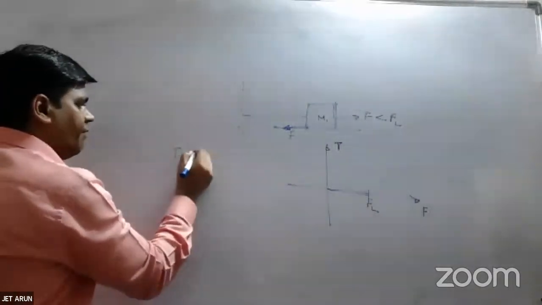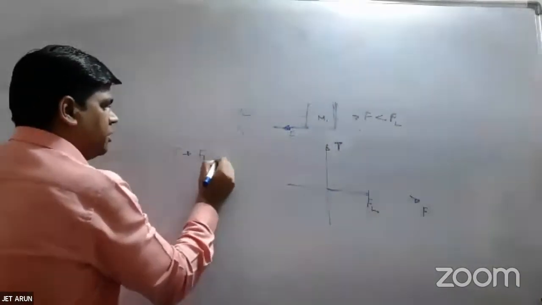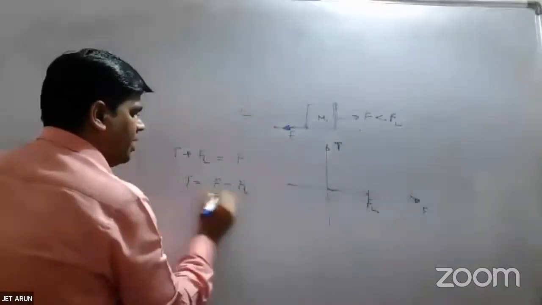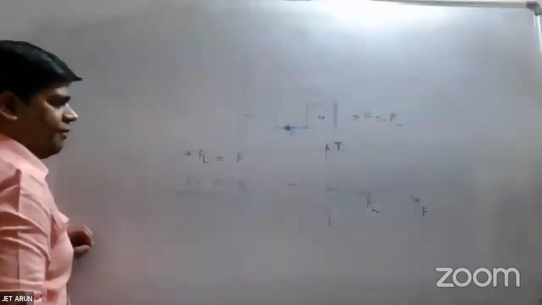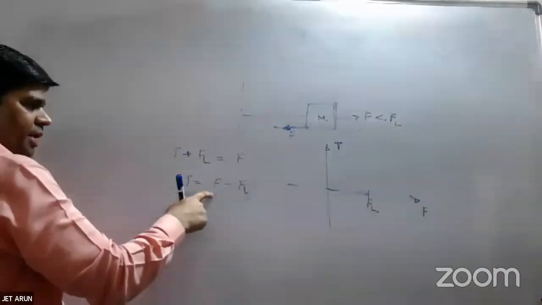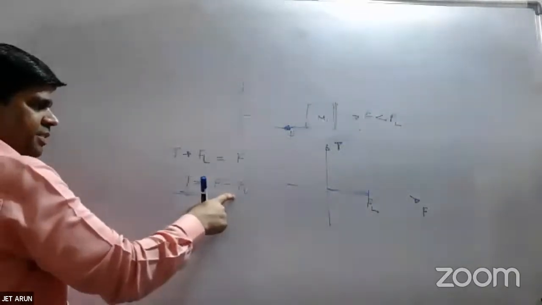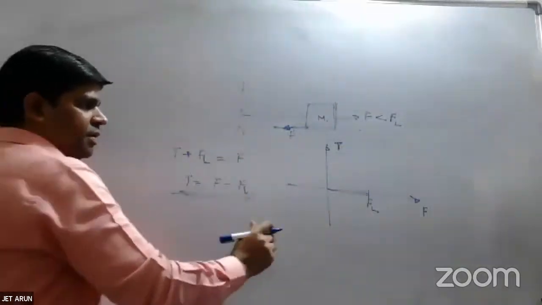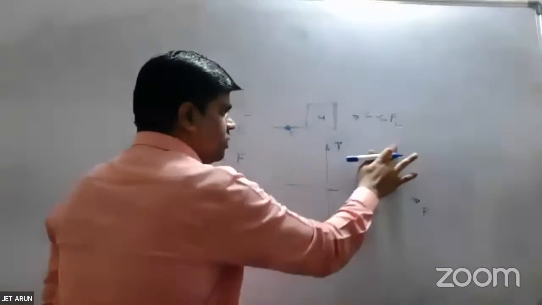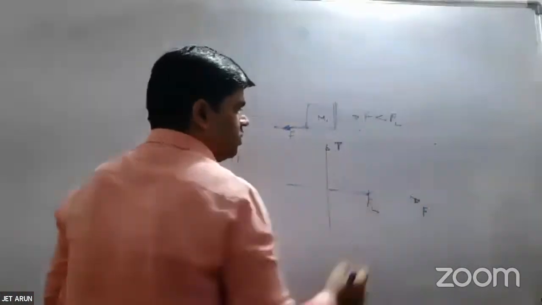So T plus FL is equal to F. So T is equal to F minus FL. This is my equation of the graph. Y is equal to mx plus c. Y is equal to mx plus c, that is, m is 1, plus c is minus FL. The graph Y is equal to x is pulled down by FL. This is my tension versus applied force graph.